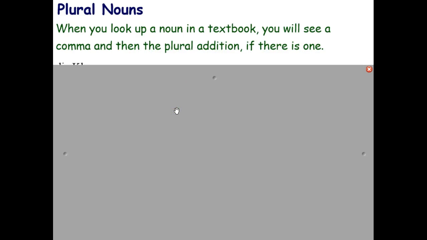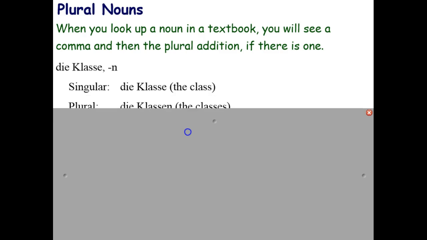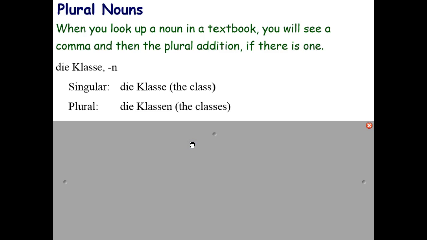When you look up a noun in a textbook or in many written resources, you will see a comma and then the plural addition if there is one. For example, die Klasse is followed by a comma dash n, and this indicates that the plural form of die Klasse, the class, is die Klassen, the classes.